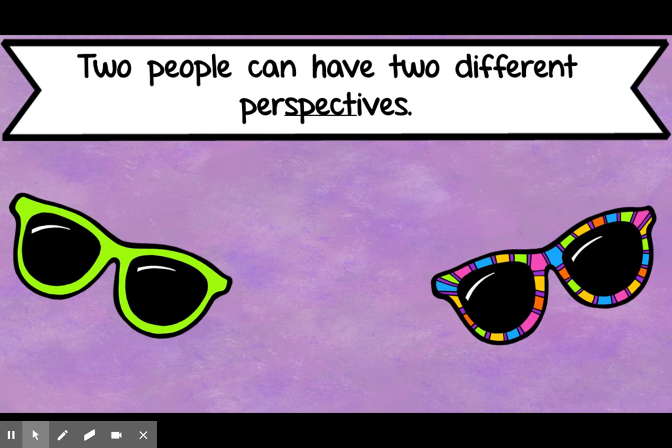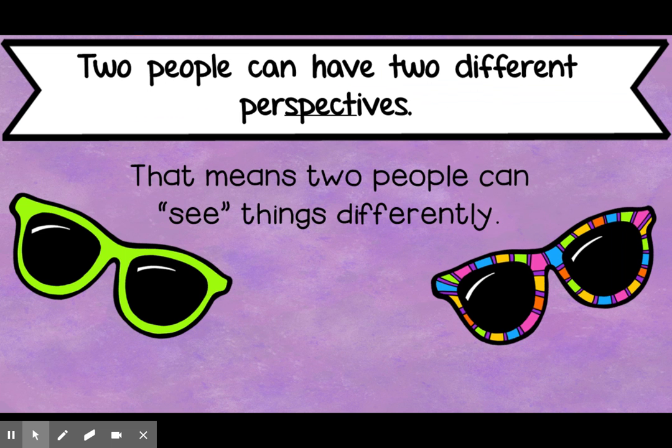Two people can have two different perspectives, kind of like what I was just talking about. That means that two people can see things differently. Again, this is based on your upbringing. This is based on your morals, your values, your feelings, what you consider to be important, what you don't consider to be important. All of those things help to form your perspective.